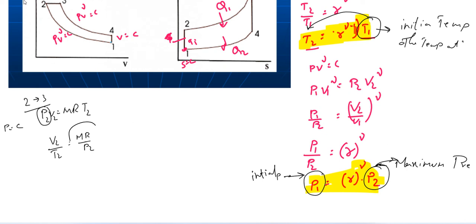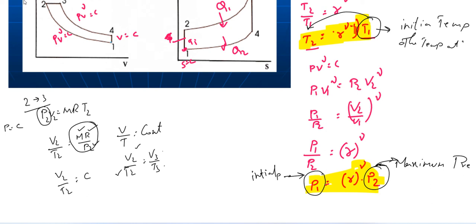It is totally a constant, where M is mass per kg, R is the universal gas constant, and P2 in the 2 to 3 process is constant, right? Then V2 by T2 equals constant. Similarly, we can write V by T equals constant from the 2 to 3 part. Then we can write V2 by T2 equals V3 by T3. You got V2, you got T2, then you can find V3 and T3.